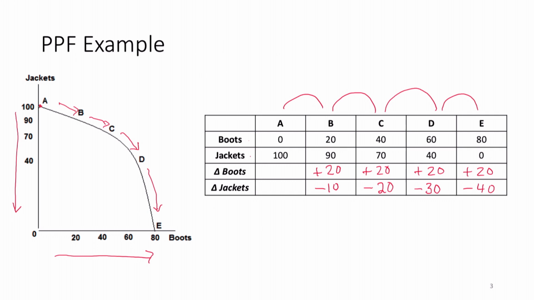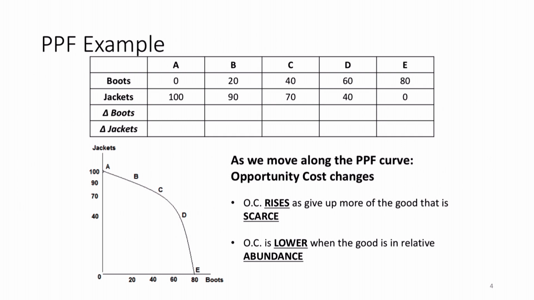So what this is telling us is that our opportunity cost along the PPF curve is going to change. Specifically, as we can see here, the opportunity cost rises as we give up more of the good that is scarce. As we're moving, let's say, from point D to point E, where we're increasing by 20 boots, notice that the cost in terms of how many jackets we have to give up is going to be high. 40 jackets we have to give up to get to point E.